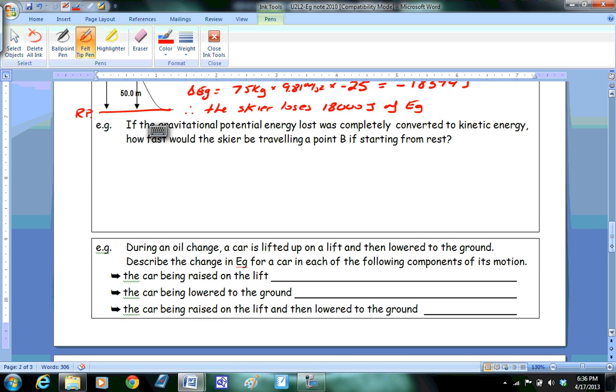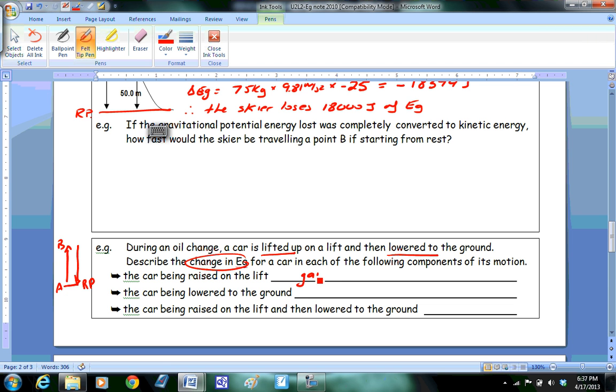Okay. So here's just a recap of the conceptual basis of what's going on here. You have an oil change, a car's lifted up, lowered to the ground, and we want to know the change in EG for each of the following components of its motion. So remember, the car was lifted up, and then it was lowered back to the original point. So we have the reference point there. When the car is being raised on the lift, it's going to go from point A to point B.